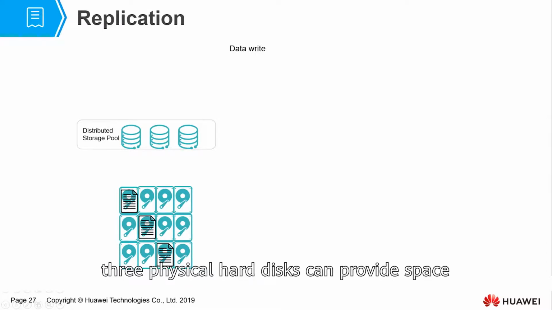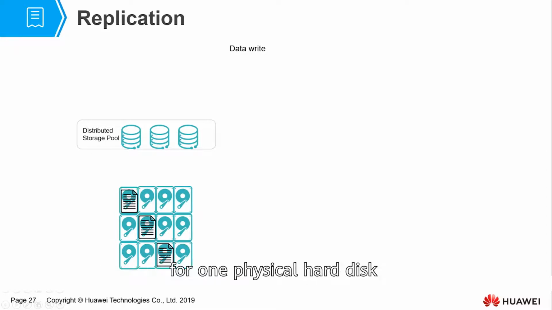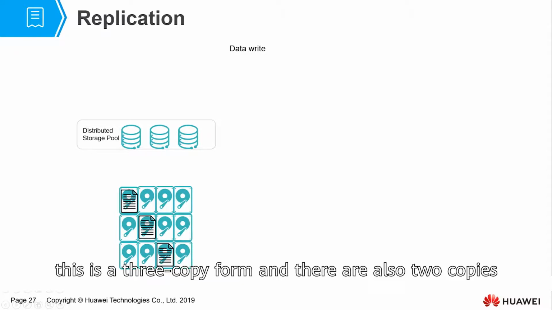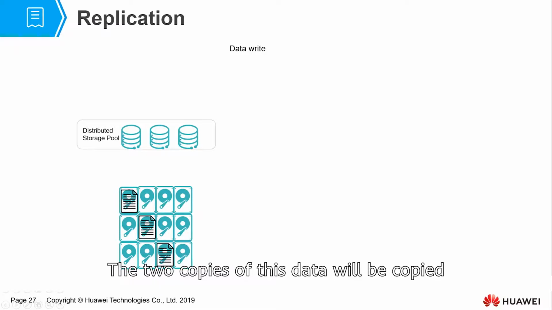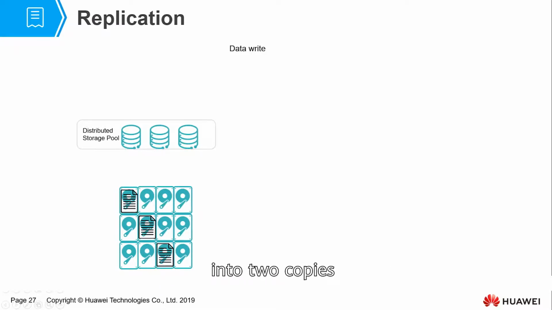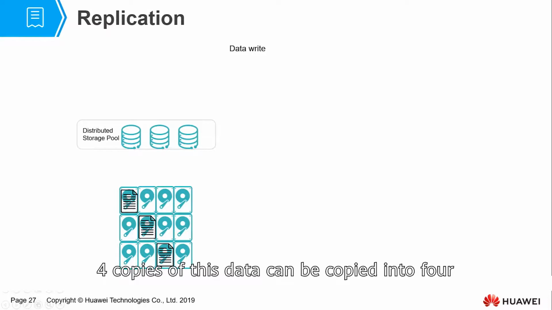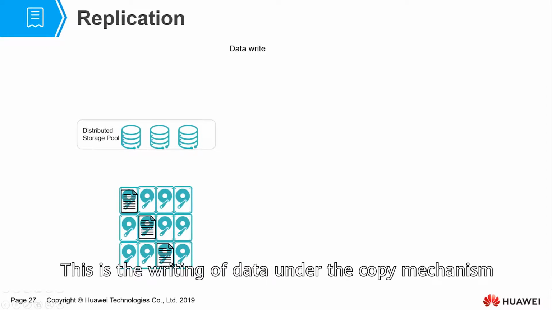3 physical hard disks can provide space for 1 physical hard disk. Of course, this is a 3-copy form, and there are also 2 copies, and there are also 4 copies. The 2 copies form will copy the data into 2 copies, and 4 copies will copy the data into 4. This is the writing of data under the copy mechanism.